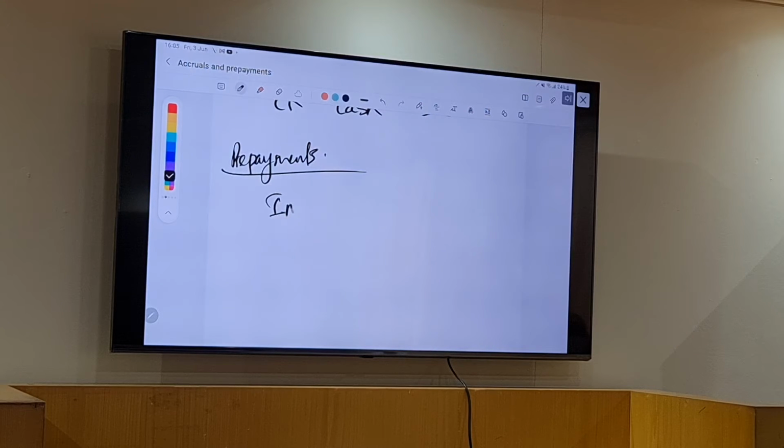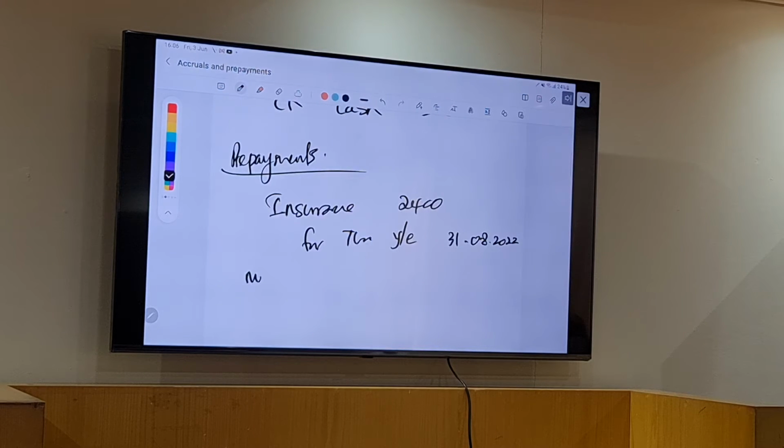I paid insurance 2,400 for the year ended 31st August 2022.